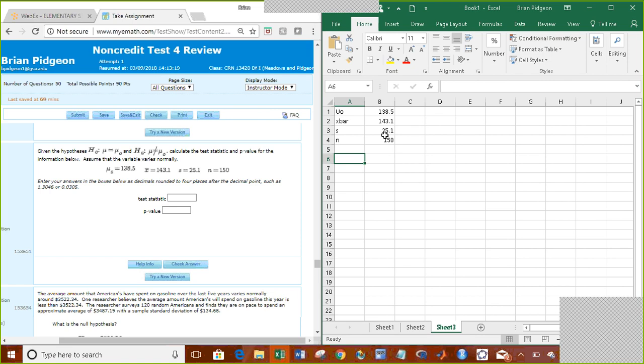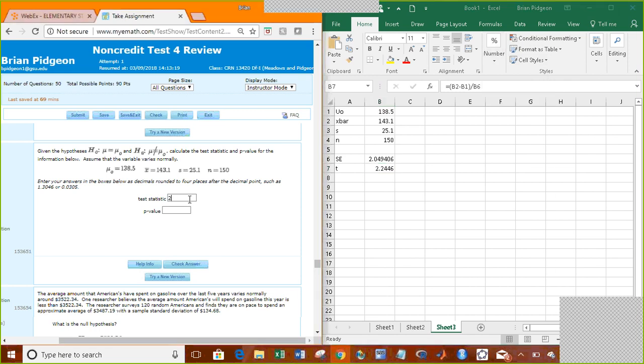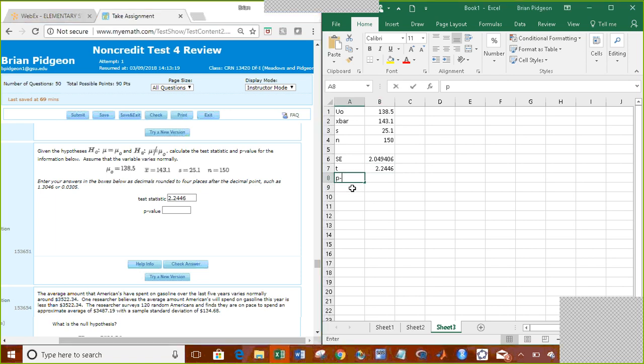So for the test statistic, we do standard error first, and then we find t. So it's s divided by the square root of n, and then t is x bar minus mu sub 0, mu naught, divided by the standard error. And how many decimal places? 4. So 2.2446.